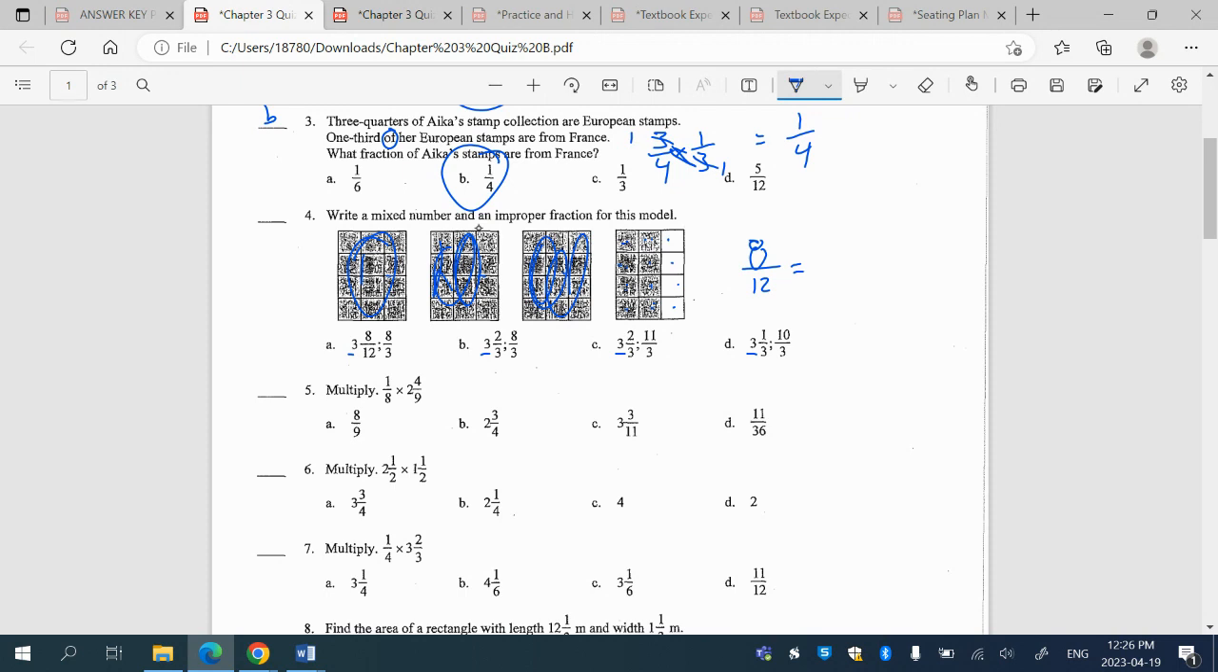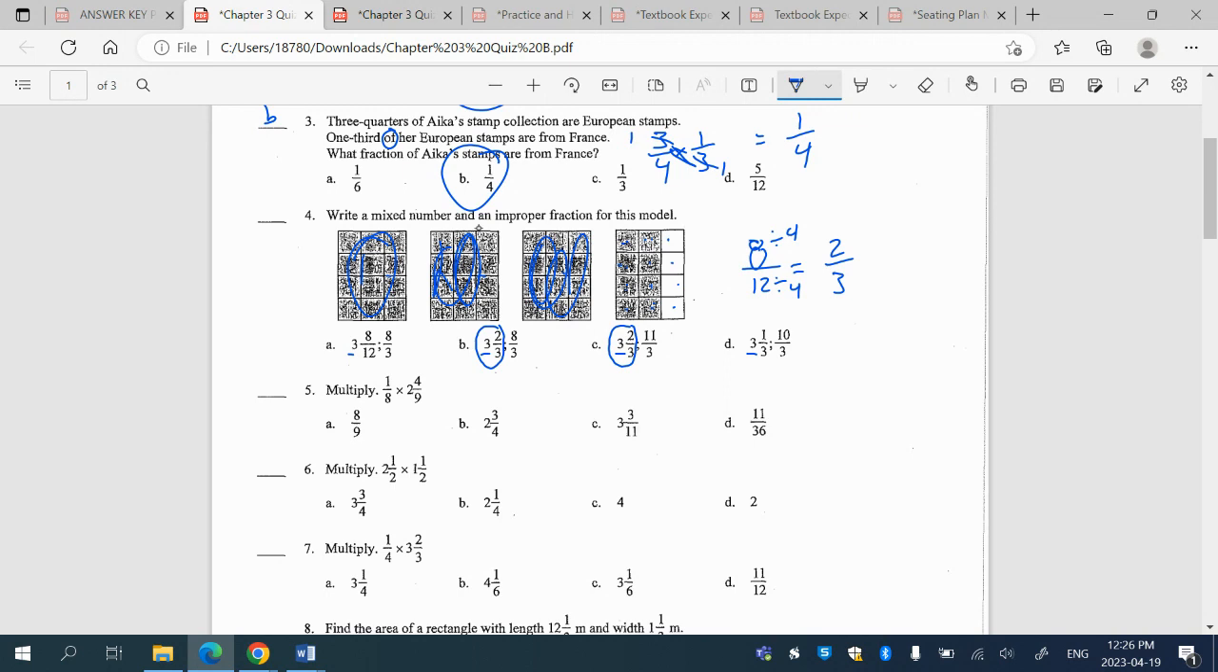So what number can go into 8? It can also go into 12. I know 2 can go into 8 and into 12. But is there any number bigger? Yes. 4 can go into each of them. So let's reduce each of them by 4. 8 divided by 4 is 2. And 12 divided by 4 is 3. So we got 3 and 2/3. Okay, that's great. So it's either B or C.